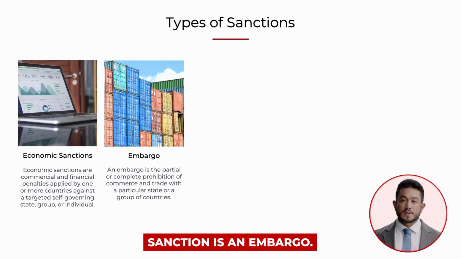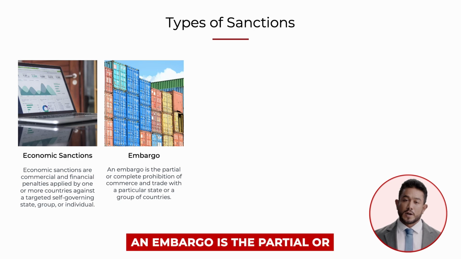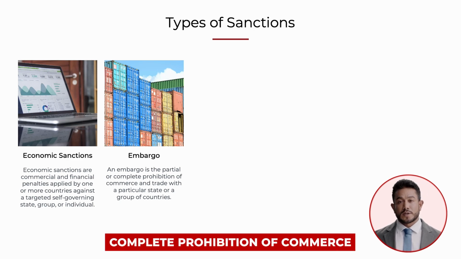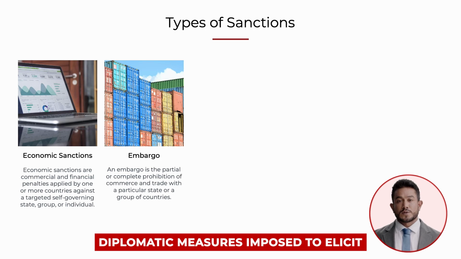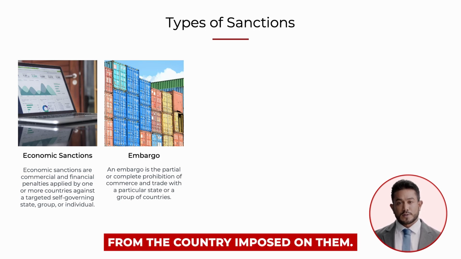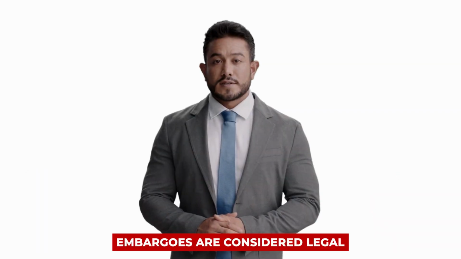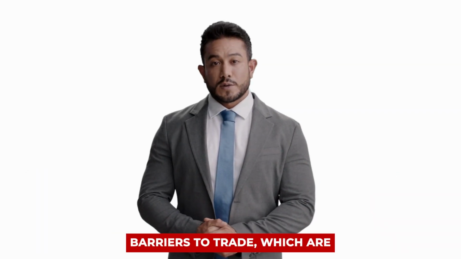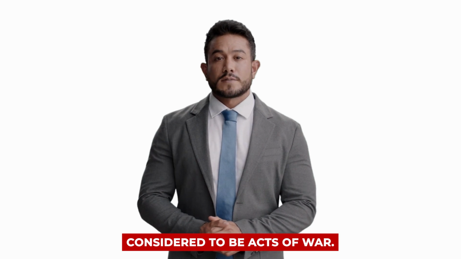The second type of sanction is an embargo. An embargo is the partial or complete prohibition of commerce and trade with a particular state or a group of countries. Embargoes are considered strong diplomatic measures imposed to elicit a given national interest result from the country imposed on them. Embargoes are considered legal barriers to trade, which are considered to be acts of war.